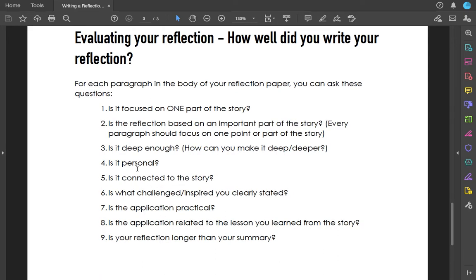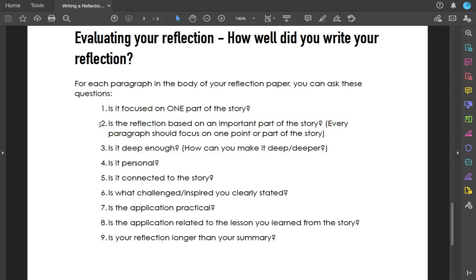Okay, here are the questions you need to ask yourself. 1. Is it focused on one part of the story only? Because each paragraph contains one reflection, right? So try to focus on only one part of the story as much as possible. But if there are two or three parts of the story that are very similar and you can arrive at just one reflection, I don't have a problem with that. But to be safe, you can just write one part of the story.